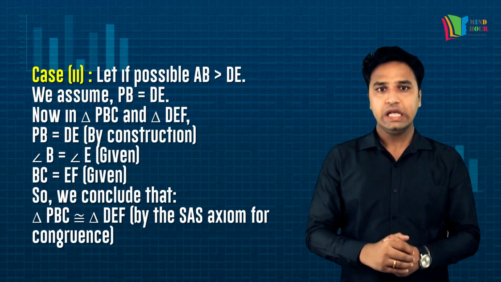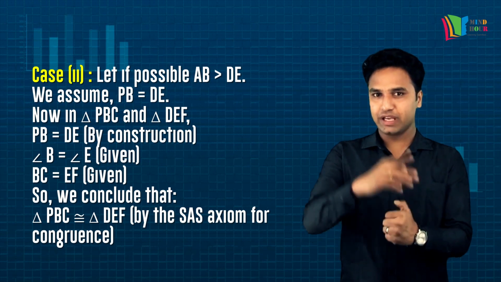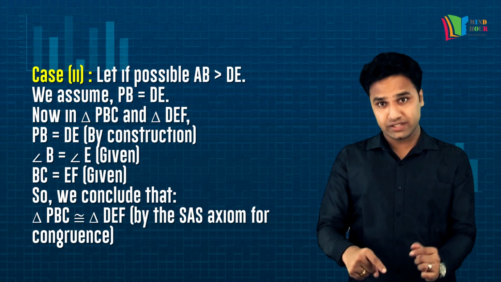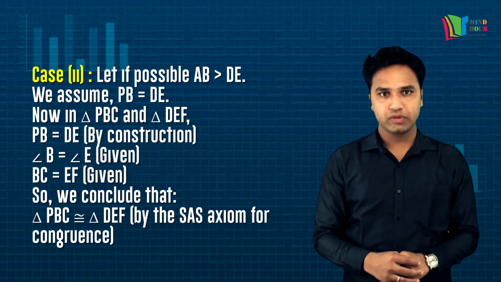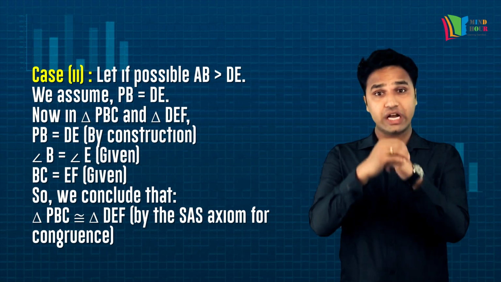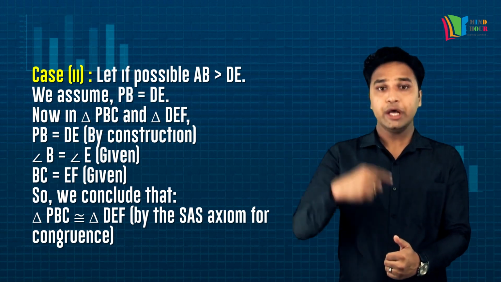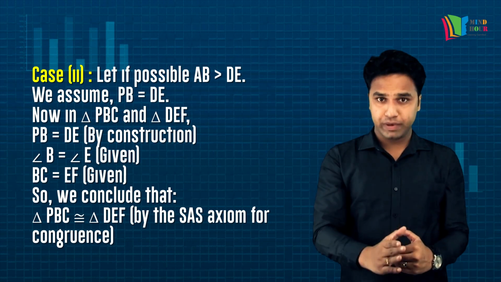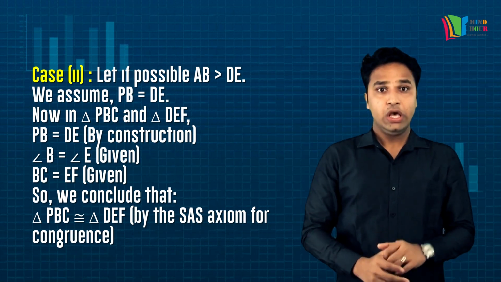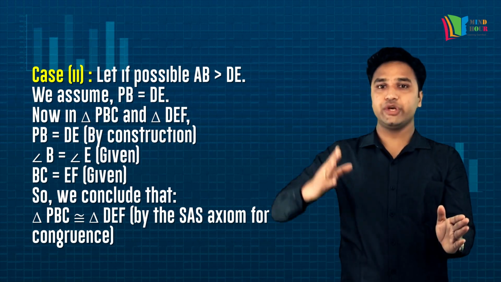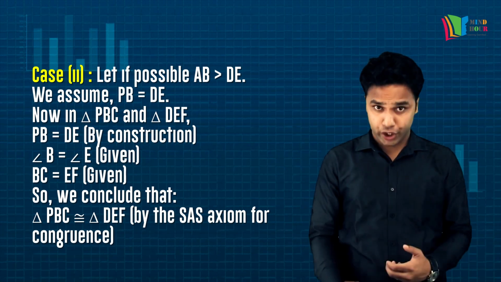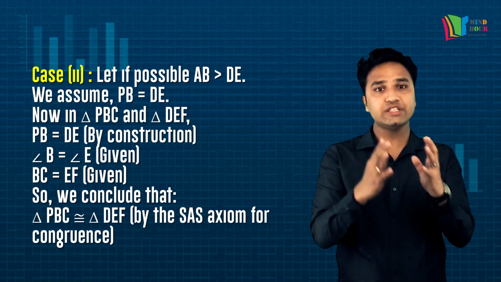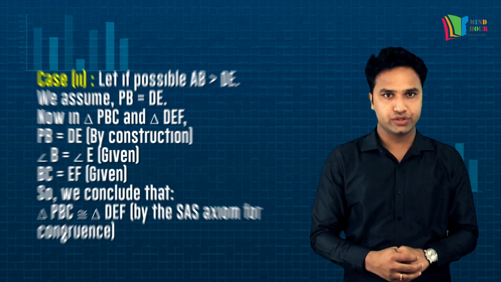Case 2. Let, if possible, AB be greater than DE. So we can take a point P on AB such that PB is equal to DE. Now in triangle PBC and triangle DEF, by construction, PB is equal to DE. It is also given that angle B is equal to angle E. It is also given that BC is equal to EF. So we can conclude that triangle PBC is congruent to triangle DEF by the SAS axiom for congruence.